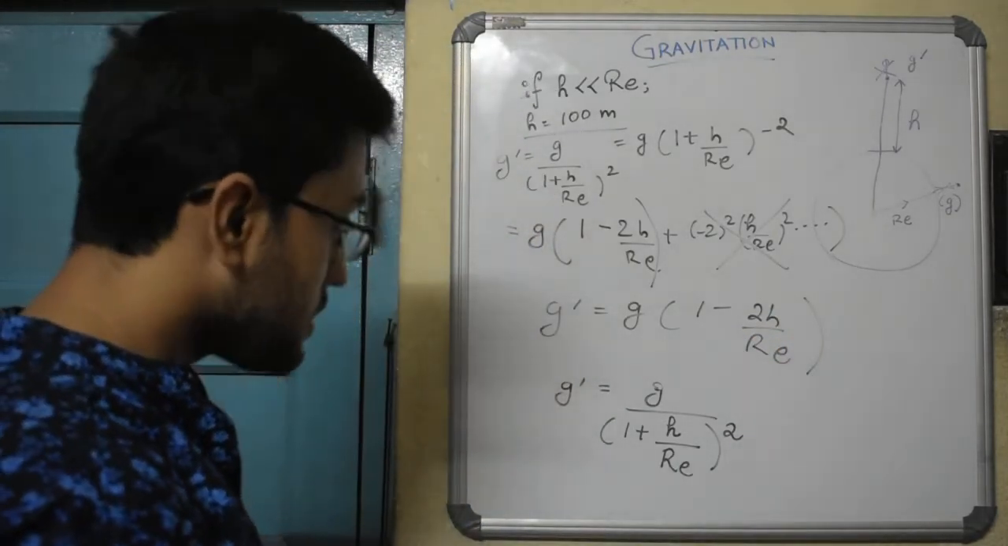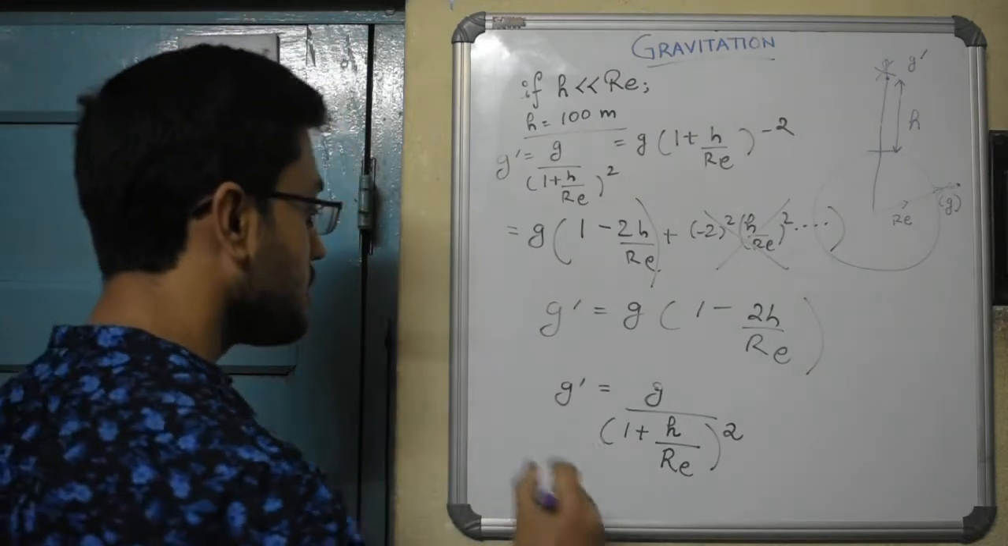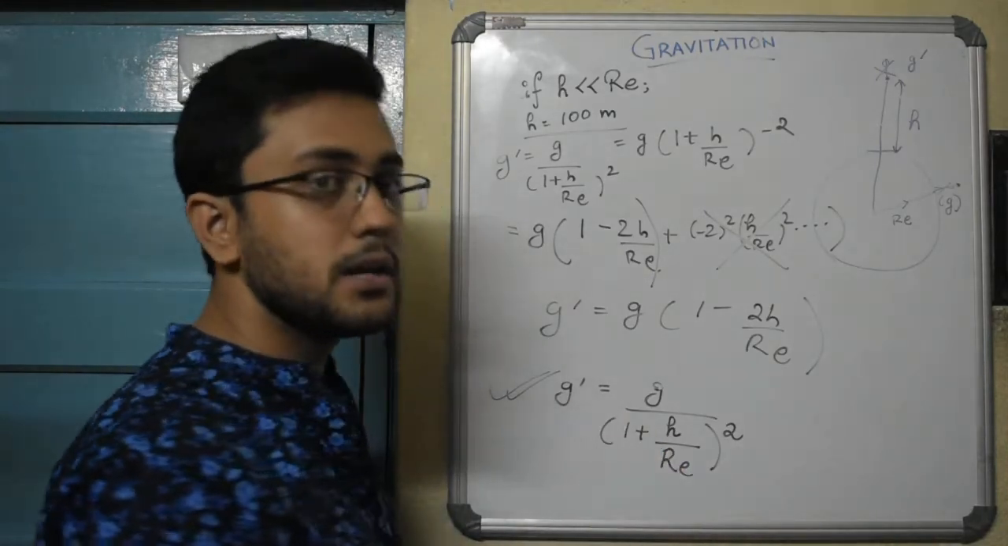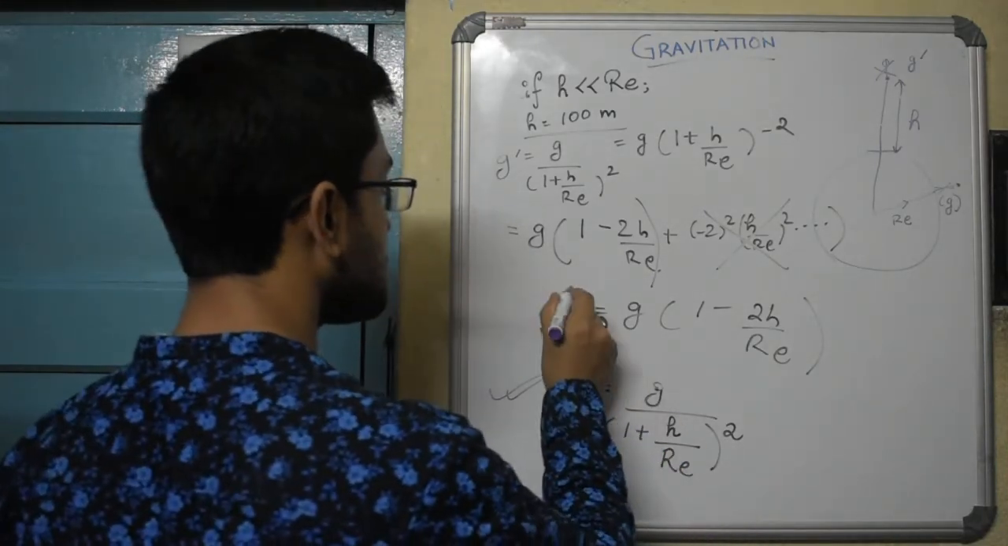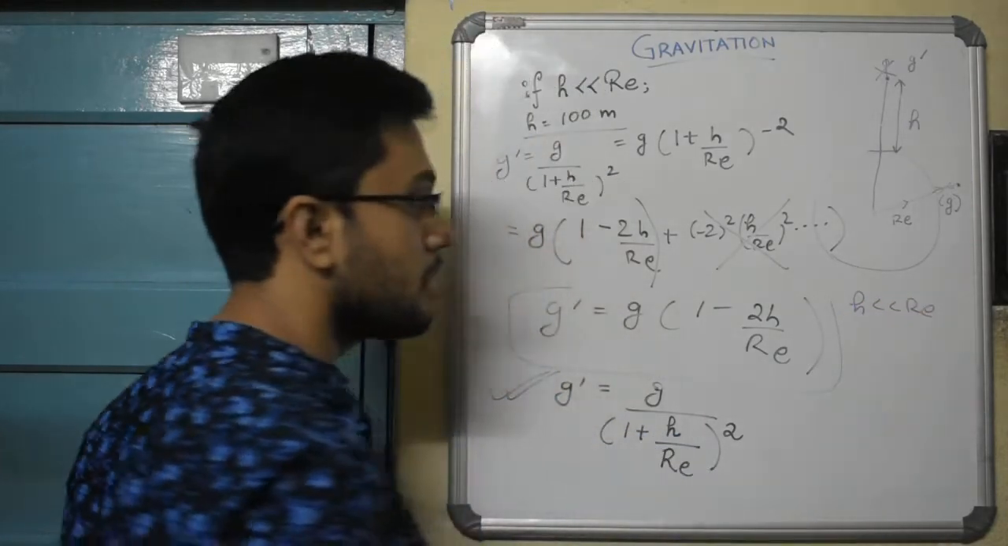So these are the two ways the acceleration due to gravity varies with height. This is the most general formula. This holds whether height is small or big, and this is the special case when height is much smaller than the radius of the earth.